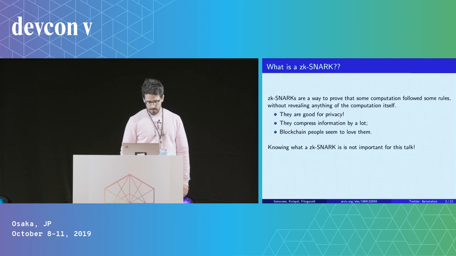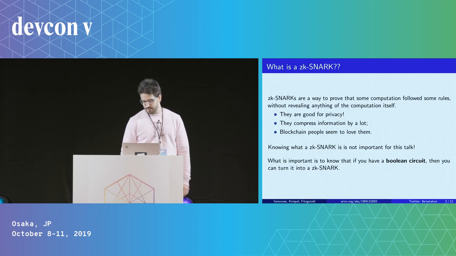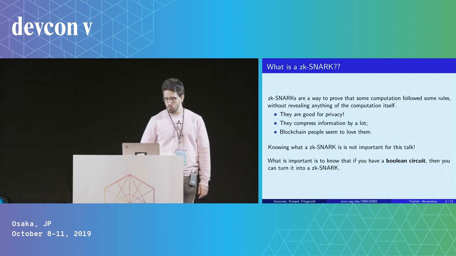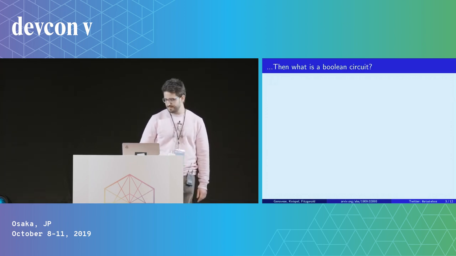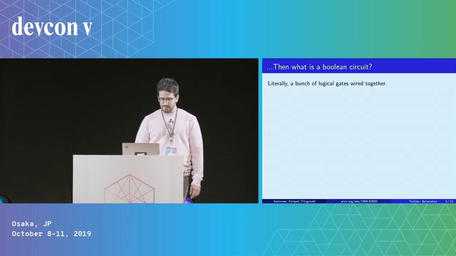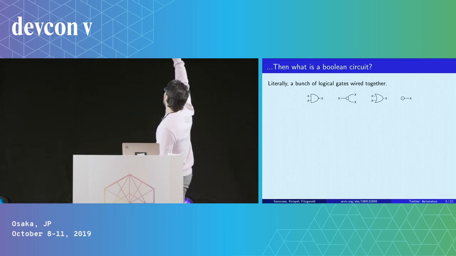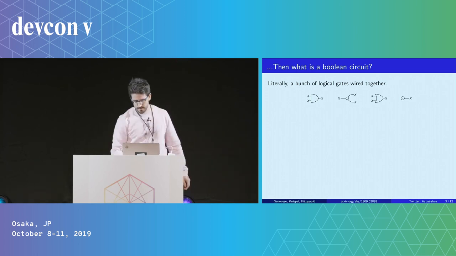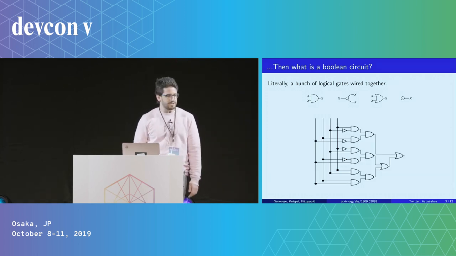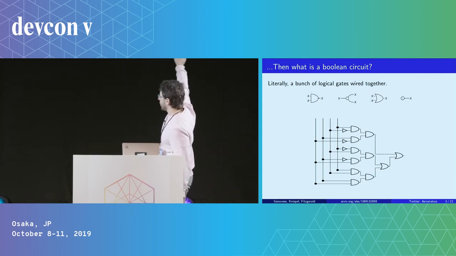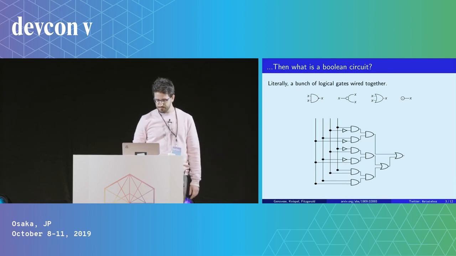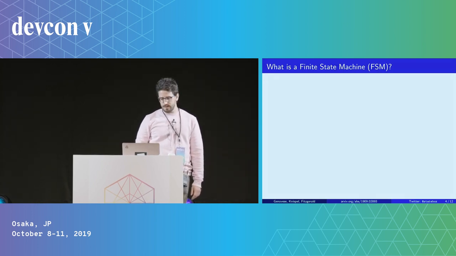Everything you have to know is that if you have a Boolean circuit, then you can turn it into a zkSNARK. So now the question becomes, cool, but what is a Boolean circuit? Well, it's just literally a bunch of logical gates wired together. So in here you see, for instance, four gates: an AND gate, an OR gate, a copy gate, and a constant gate. And this is a Boolean circuit. You just wire them together, and you put bits in the vertical wires, and you get an output bit on the right.